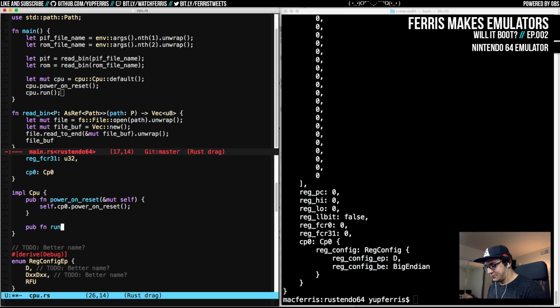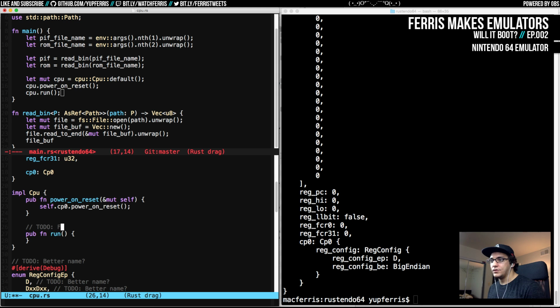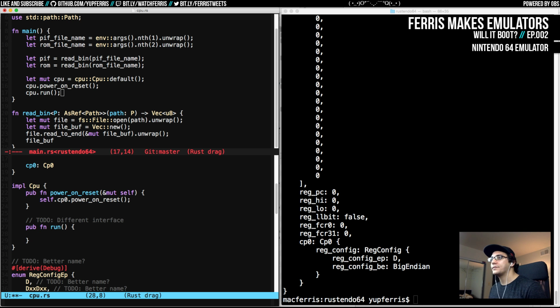Pub function run. To-do different interface. This code's gonna be littered with to-dos. It's gonna be okay. To-do. So yeah.